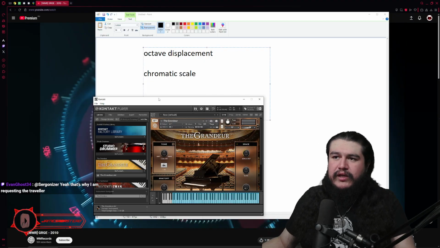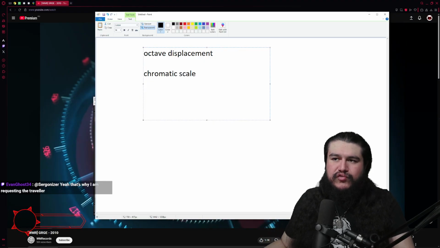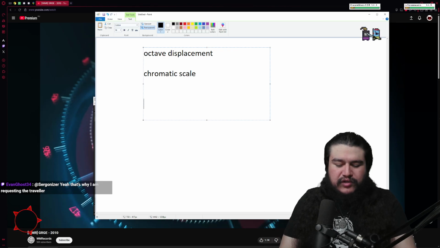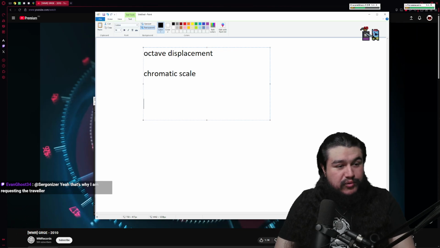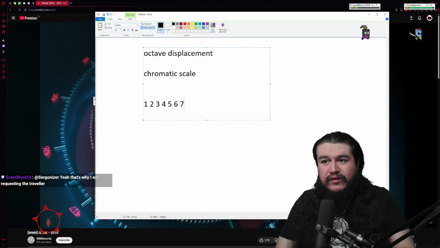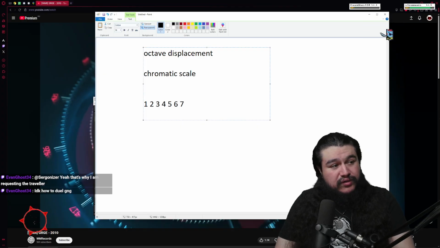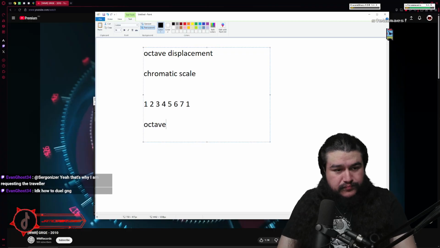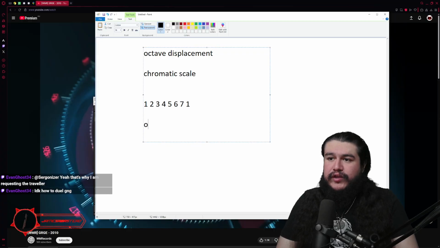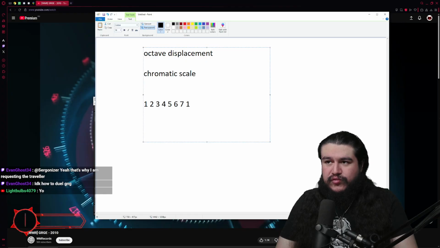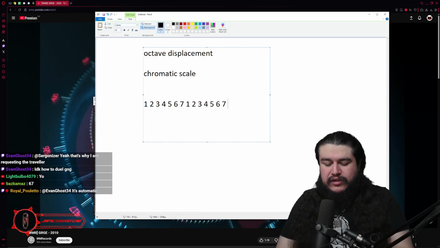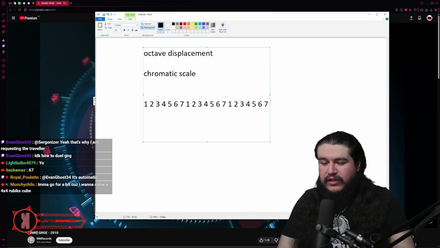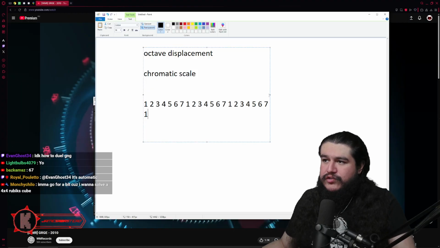Very, very simple, and in order to not confuse you too much, we're going to use numbers. So the scale is going to be numbers 1 through 7, 1, 2, 3, 4, 5, 6, 7, and then it goes back to the first one, which we call the octave. So we have that going on, and then it just repeats. So 1, 2, 3, 4, 5, 6, 7, 1, 2, 3, 4, 5, 6, 7, and let's just put one more 1 there just for good measure.